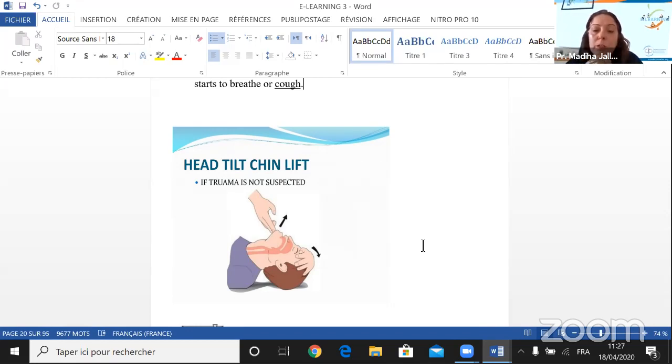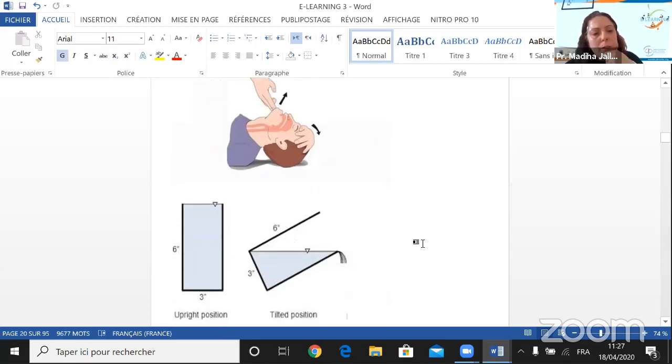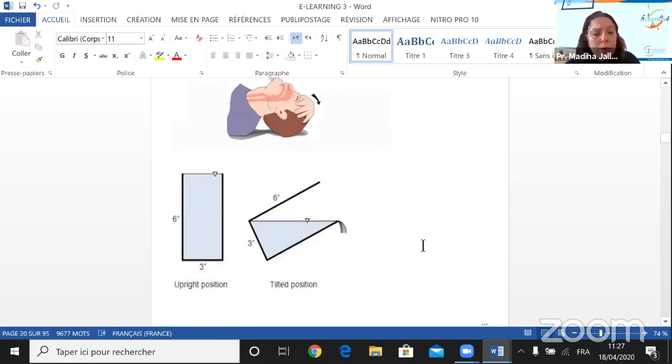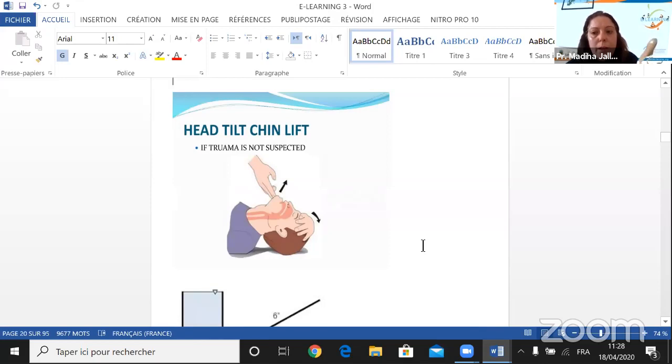This is called, as you see, head tilt and chin lift. So the head is tilted. Here I will explain with the following diagram the meaning of tilted. You see here two containers. One is in an upright position and one is in a tilted position. So the head here must be in a tilted position, and of course with the chin upward. This is tilted. Head tilt and chin lift.